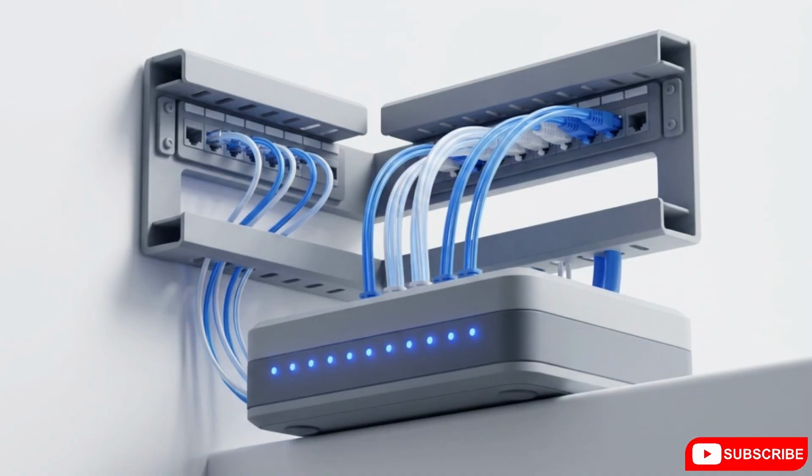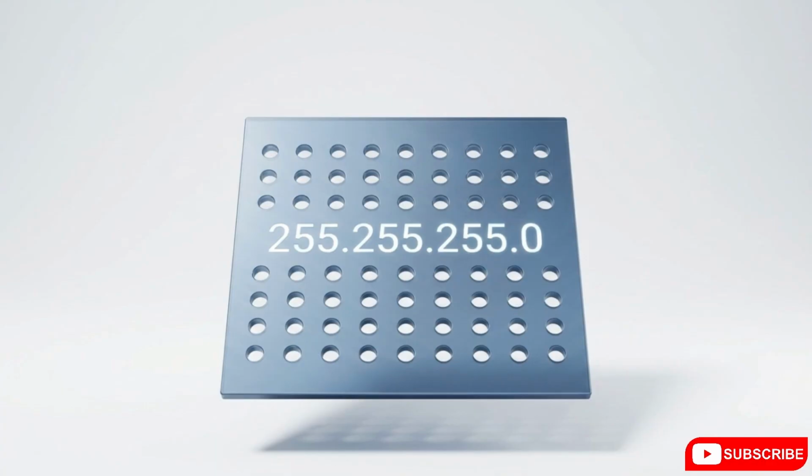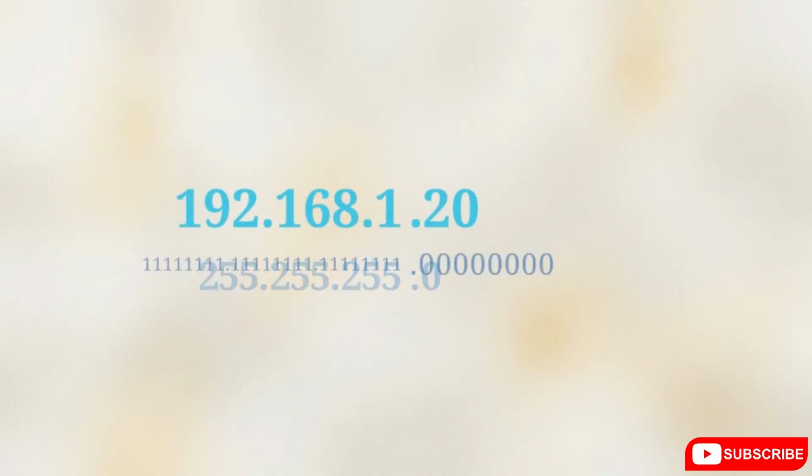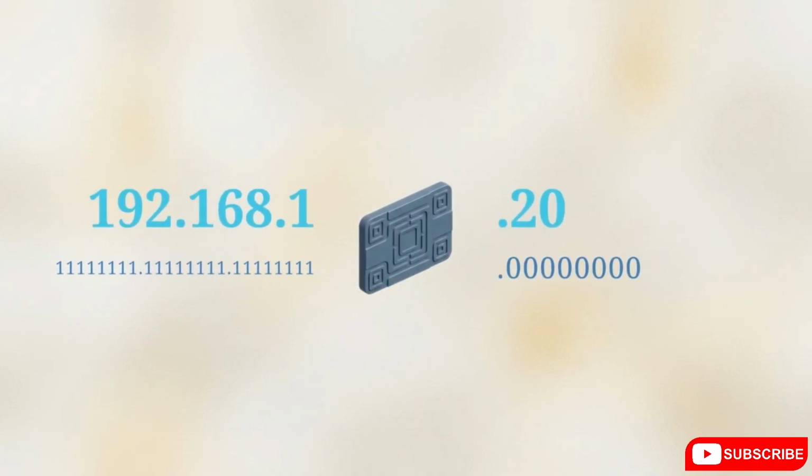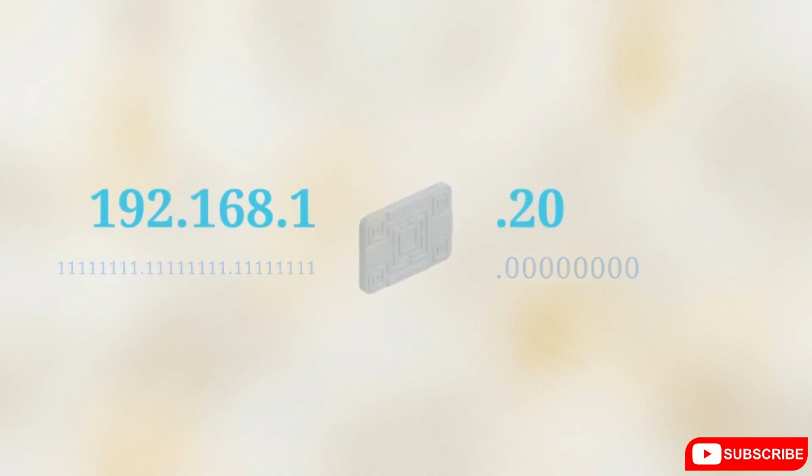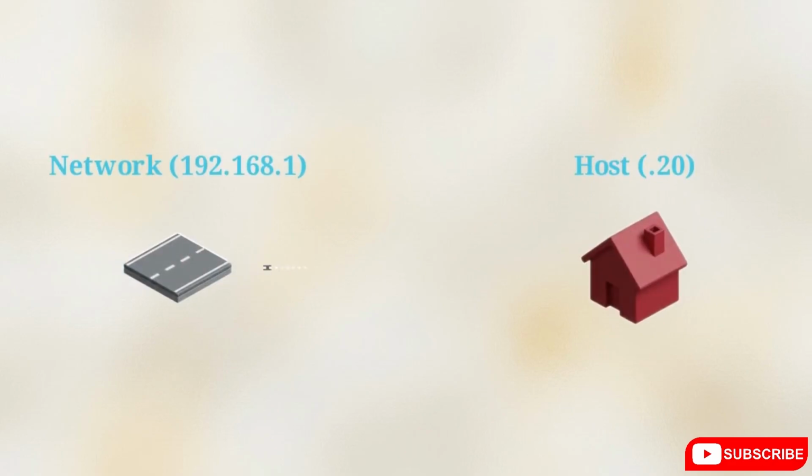Back in the office wiring closet, an IP address alone still isn't enough to route traffic. The network hardware requires a filter to make sense of the numbers. That filter is the subnet mask. This sequence of ones and zeros mathematically slices the IP address in half. It isolates the network portion from the host portion, separating the broader street from the specific house.